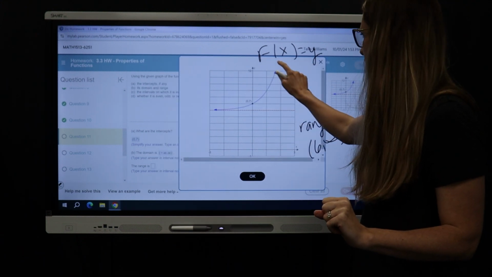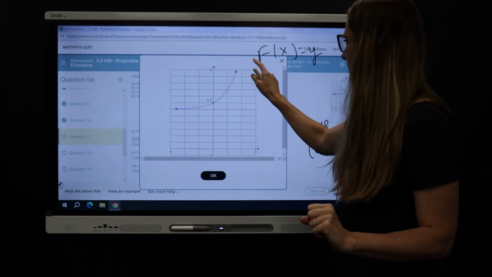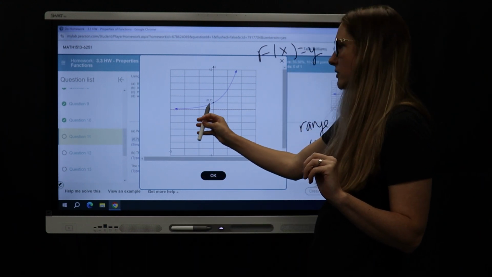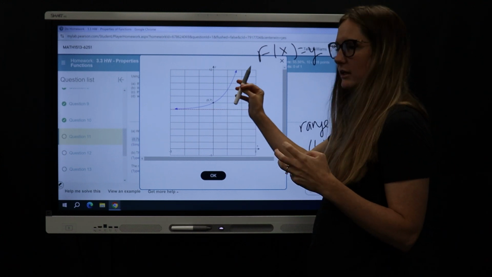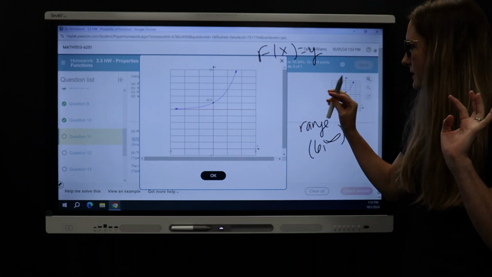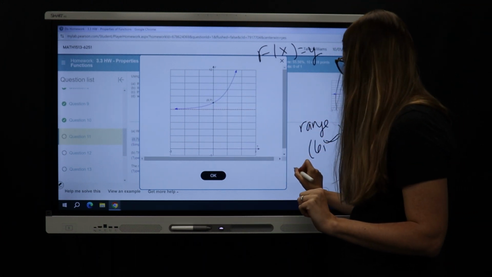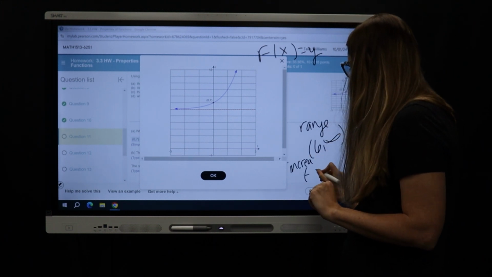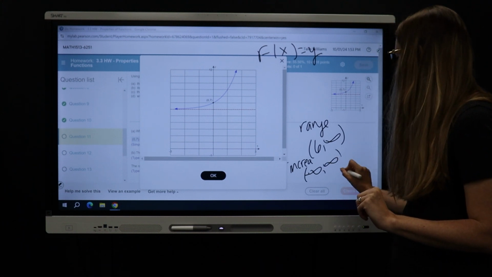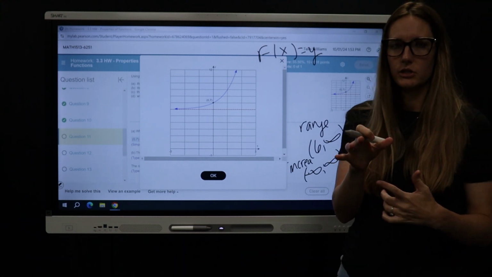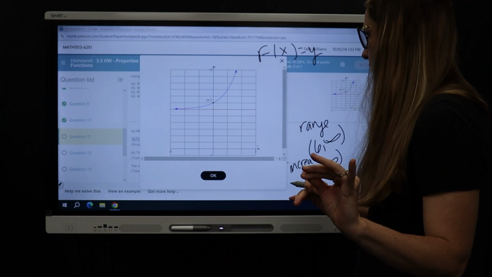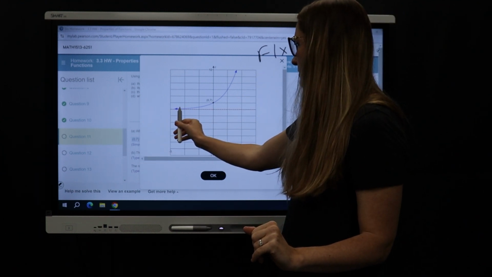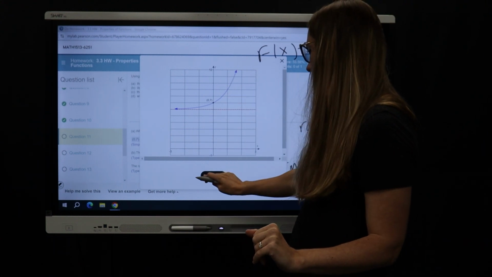What's the next question after this one? Intervals on which it's increasing, decreasing, or constant. This graph, when we see it, it's already starting to go up. It doesn't have any big changes. This graph is always increasing. So increasing from negative infinity to positive infinity. That means there's no decreasing, there's no constant, because it can't be multiple. And we always read our graph from left to right. So if I started tracing this graph, it instantly goes up.